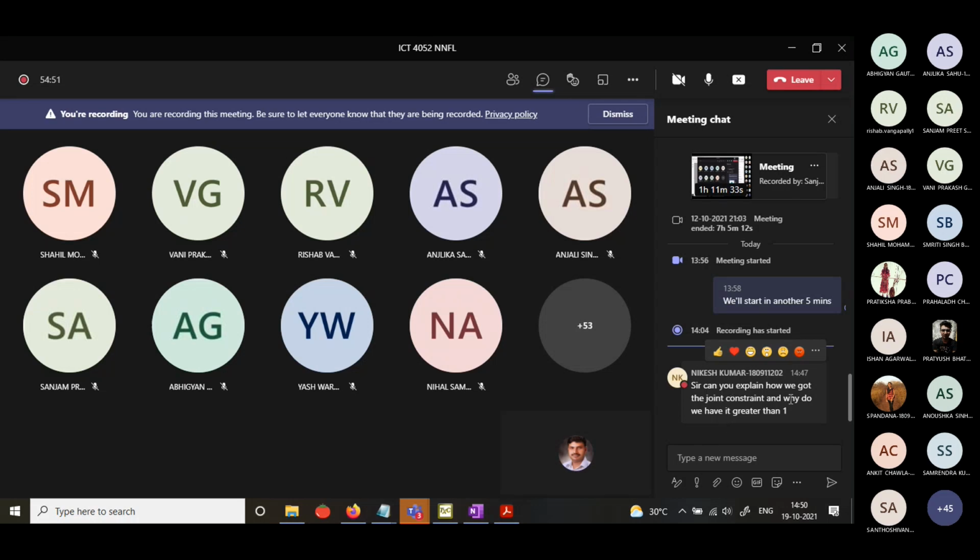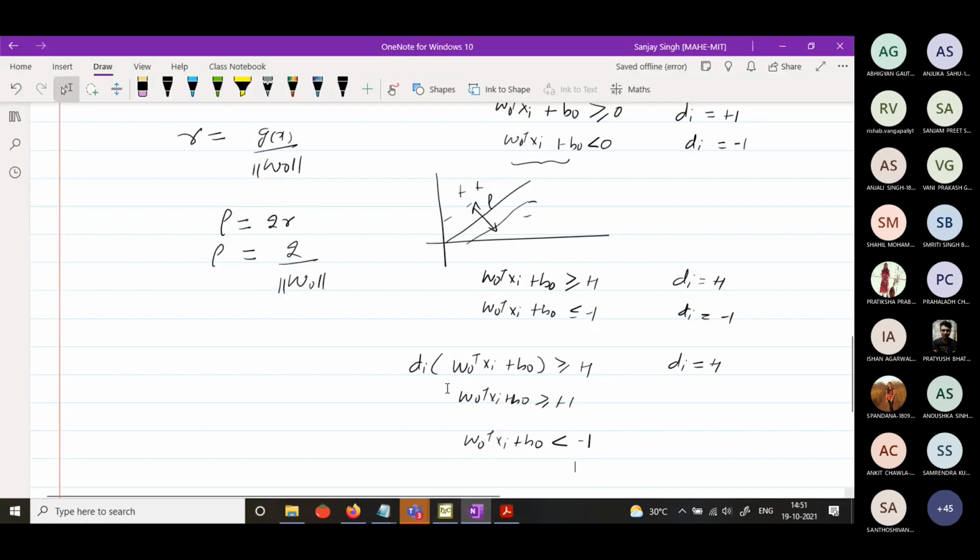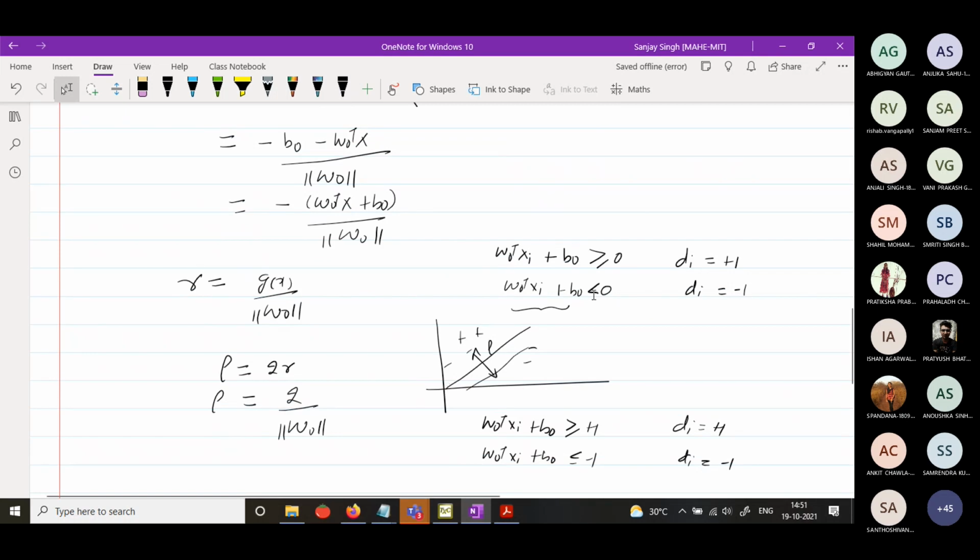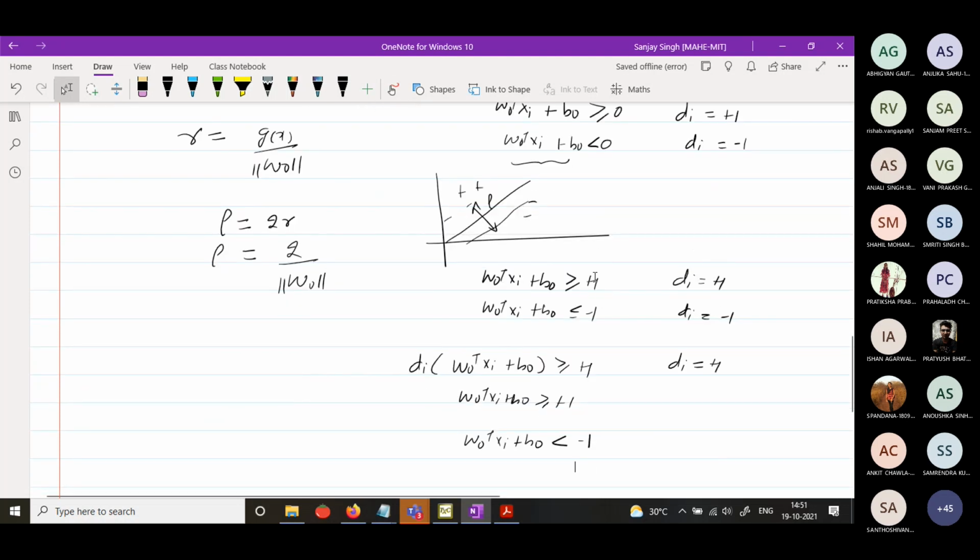Explain how we got the joint constraint and why do we have it greater than 1. Yes. Okay, so here we go. This was clear. This is what we initially started with. So we are saying this instead of equating with 0. So why can't we write something like this? It is not going to lose anything.